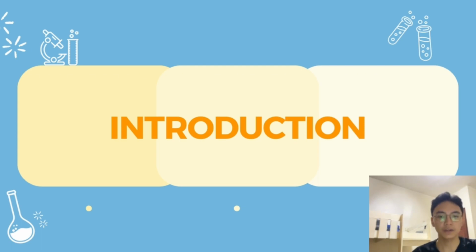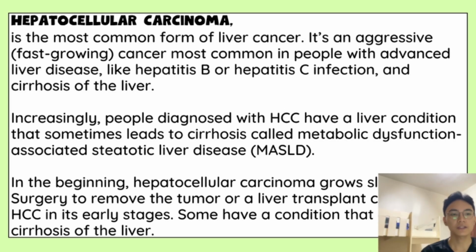So, the introduction. Hepatocellular carcinoma. So, what is HCC or hepatocellular carcinoma? It is known as the most common form of liver cancer, arising from the hepatocytes, the main type of liver cells.